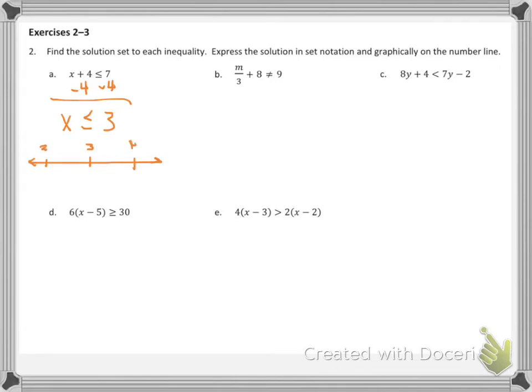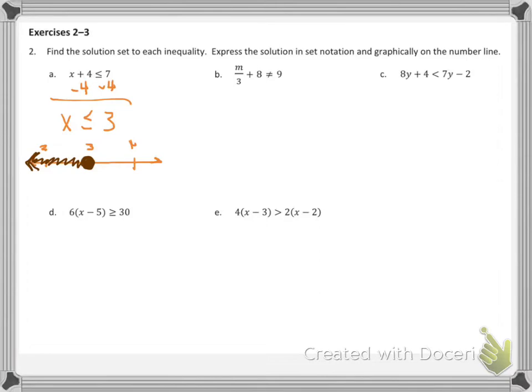And now I want to include the 3. So I'm going to use a solid dot on the 3 to include it. It's like it's shaded in. And then everything less than 3 is also a solution, so I'm going to shade to the left. So the shaded portion of my graph is my solution. Those are all my values that will make the statement true. All right, let's go B here.